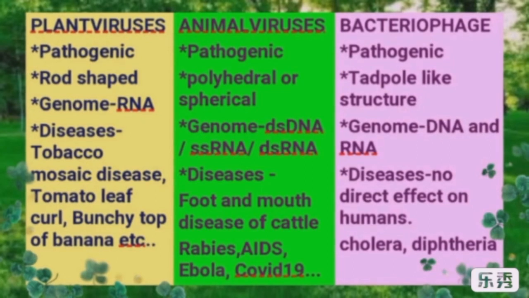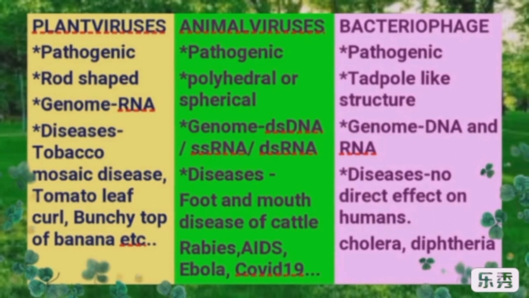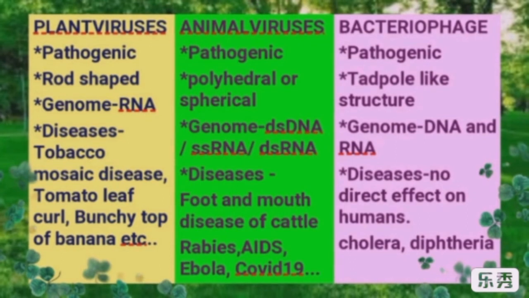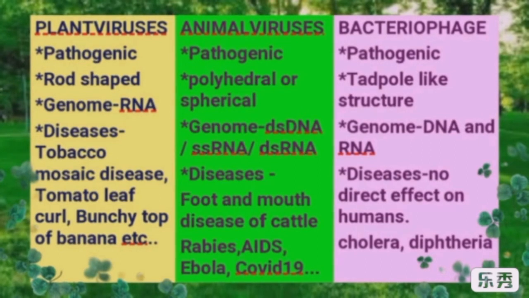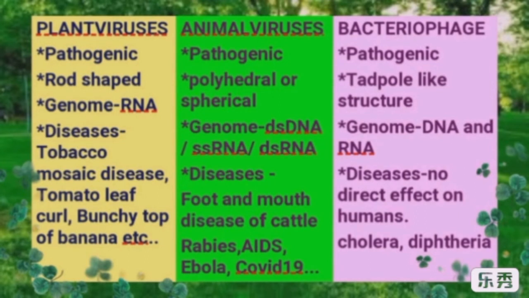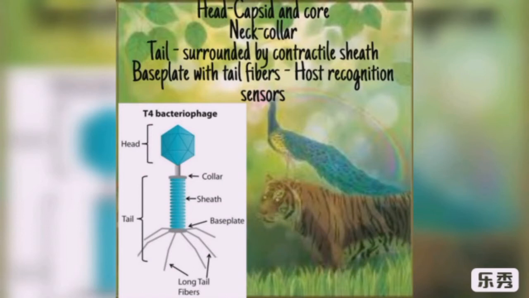Now next is the bacteriophage. If we ask whether they cause diseases, they do not show any direct effect on humans in causing disease, but indirectly they are the reason for many diseases like cholera, diphtheria, etc. As we all know, these bacteriophages are viruses which infect bacteria. Okay children, now let us study the structure of bacteriophage. A very important question that comes in exams, especially in the high school section and plus one syllabus.